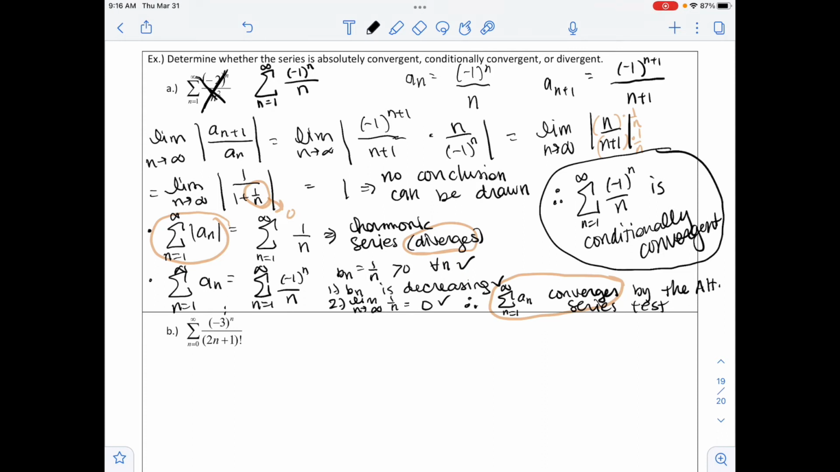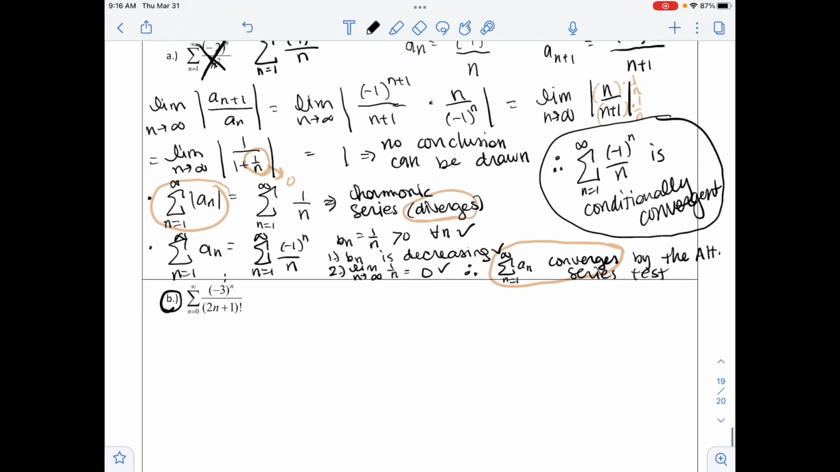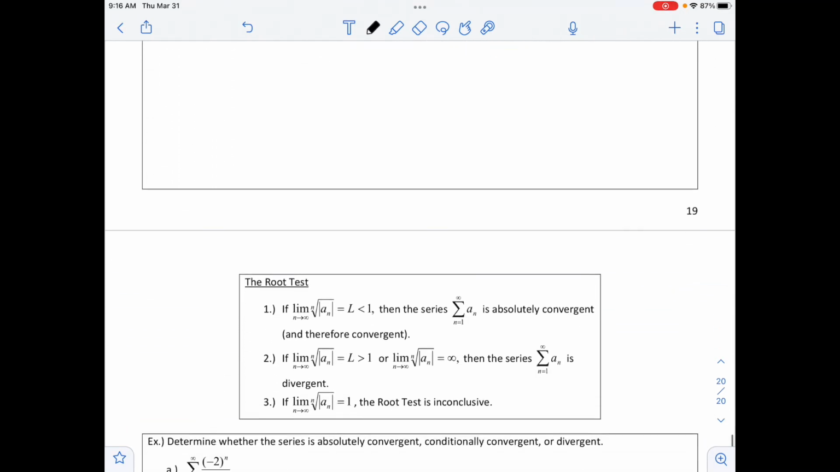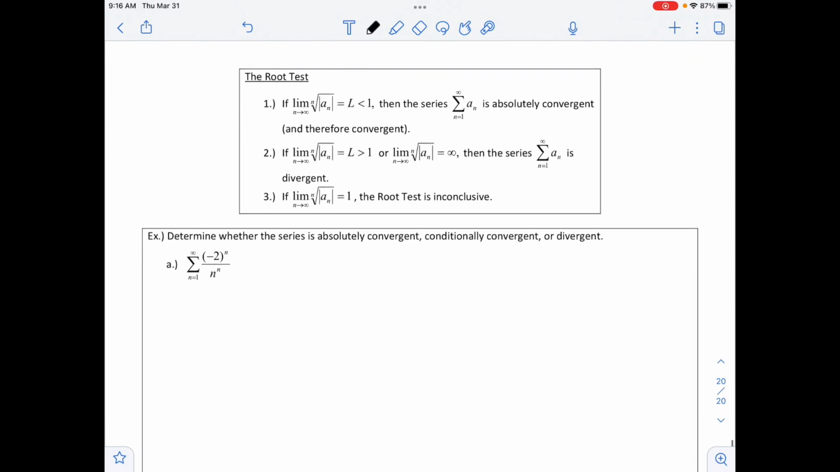So we have another example right below this that I'm going to go ahead and circle, and we'll look at that one together in class. Then we have another test here. The next test is called the root test. And this is if the limit as n approaches infinity of the nth root of the absolute value of a sub n is equal to L, and L is less than 1, then the series from n equals 1 to infinity of a sub n is absolutely convergent. Therefore, it is also convergent.